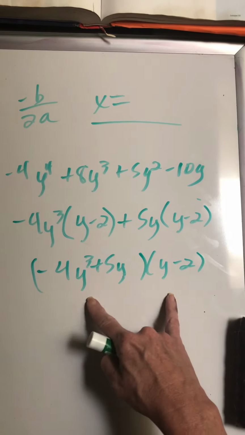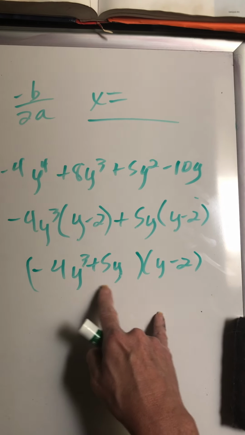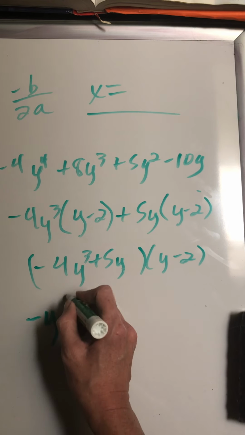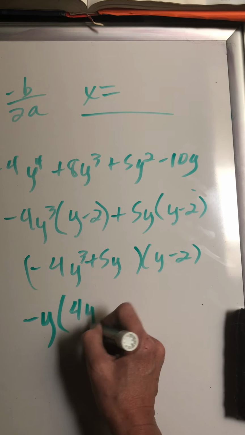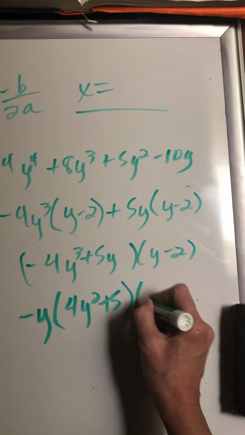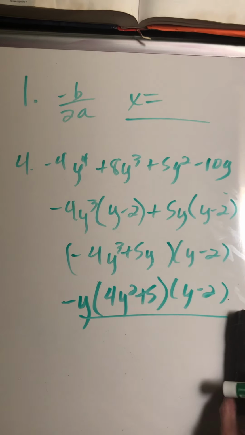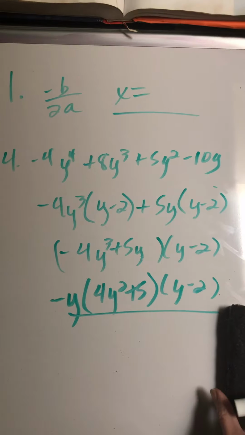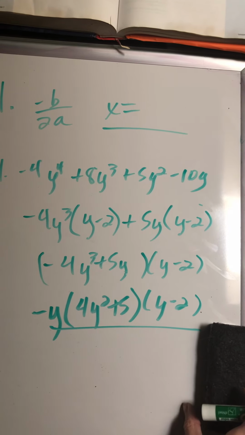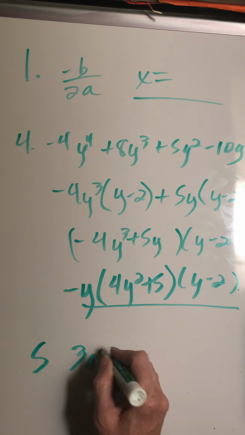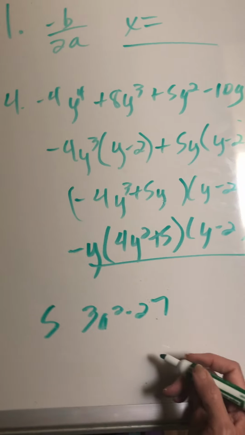A lot of you would stop right here, which is incorrect because this still has a common factor. You can still take a y out. So I can take negative y. So that's going to leave 4y squared plus 5, and then y minus 2. Okay, I wanted to show you that just to help you on your factoring because you've got to get the factoring, okay?